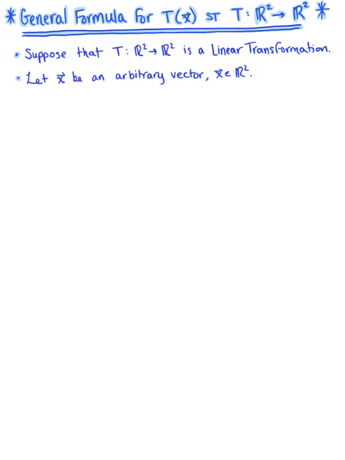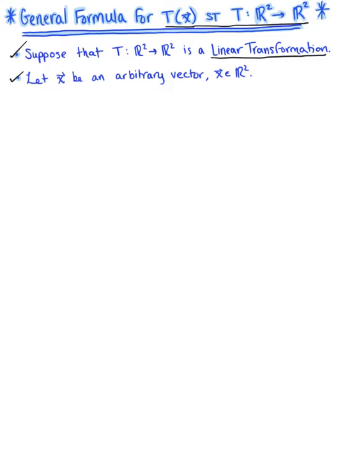So we are looking at finding a general formula for the image of vector x under the action of T, such that T is a linear transformation from R2 to R2. So again, we are supposing that T from R2 to R2 is a linear transformation. So noting that this is a linear transformation, we'll keep in mind our definition and the general properties that arise. We also want to go ahead and let vector x be some arbitrary vector in R2.